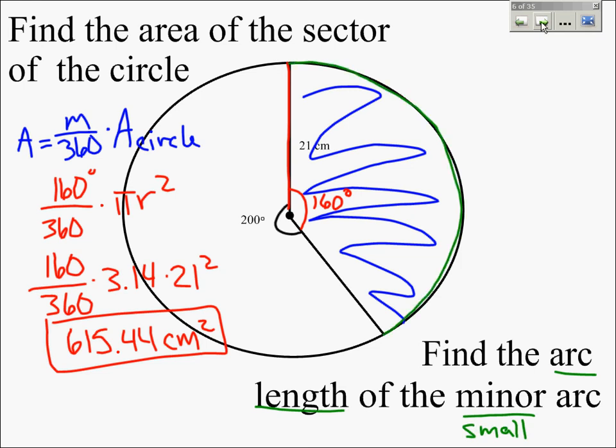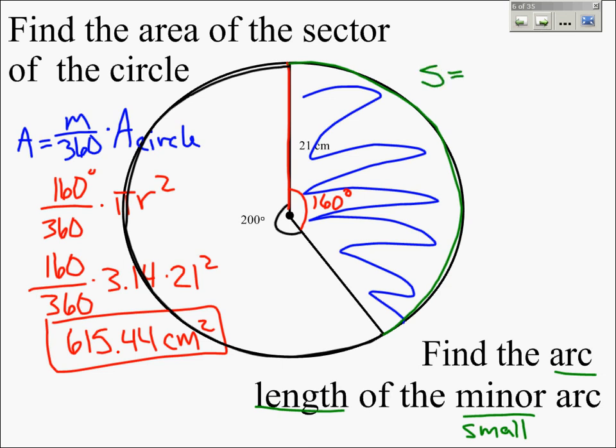Okay, and green is your minor arc. Over here, we'll do it in black. Black is your major arc. It's bigger, it's major. Minor means small, so we're using this. We're looking for this green minor arc.